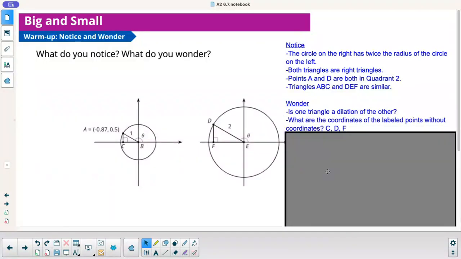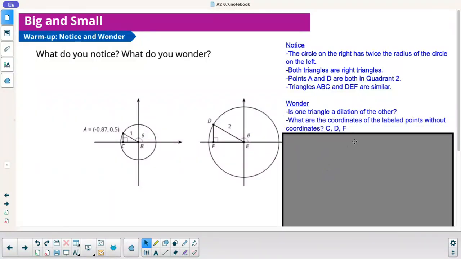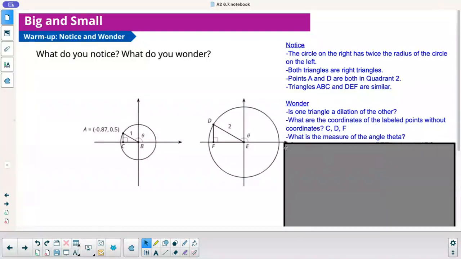What are the coordinates of the labeled points without coordinates? In other words, C, D, and F. What are these coordinates? They're not labeled. There's no point at C, no point at D, no point at F. E is 0, 0, B is 0, 0, and they gave us A. So could I find those? What's the measure of angle theta? Theta looks like that, right there. What's that measure?